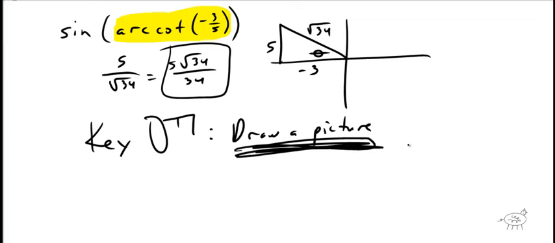Okay, that's huge. So you're basically drawing your triangle, and you're making sure it's in the right quadrant, because again, that arc cotangent dictates that it's in that quadrant.